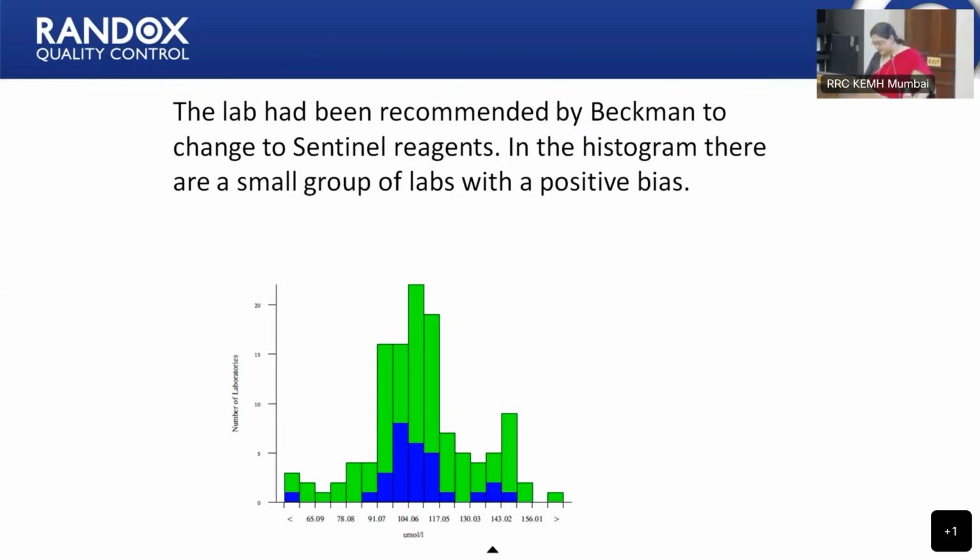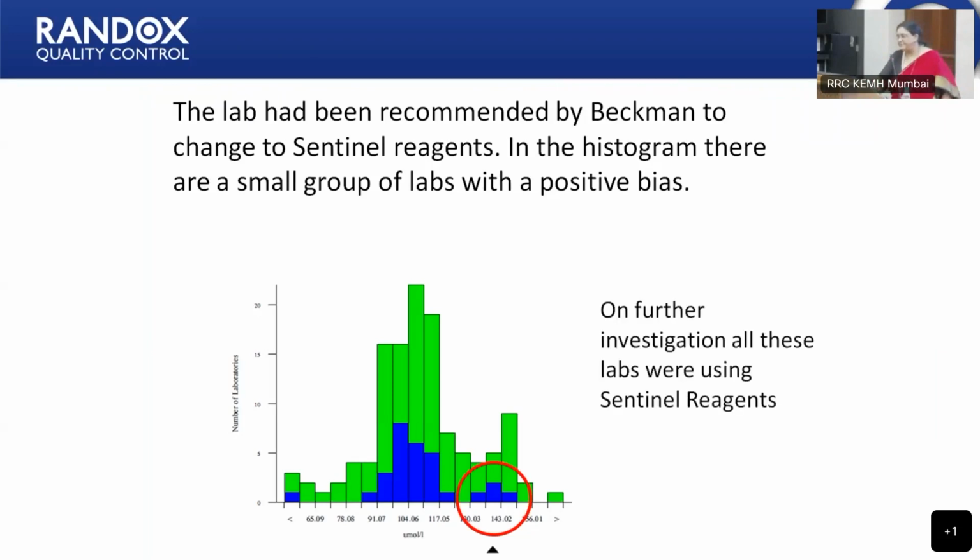So with this, we identified that probably the laboratory had not updated the method appropriately, and the results they are submitting are falling in this other group. We discussed with EQAS, and EQAS then created one more method for the Sentinel reagent to avoid this kind of outliers.